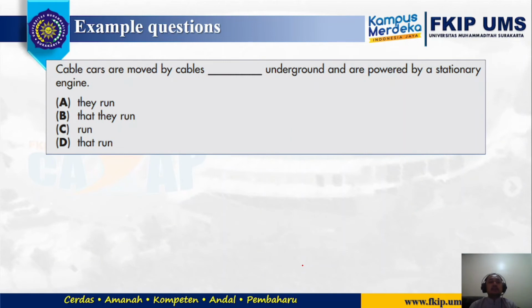Now let's take a look at the example of the question. I really like giving you examples of questions, especially in the form of the full test, since we are focusing on the standardized test of structure. So we are not only talking about theory. However, we are going to discuss it more in the form of questions or examples of multiple choice, or maybe error recognition, right? Okay, the first example, let's take a look at that. Cable cars are moved by cables running underground and are powered by a stationary engine. Can you guess what the answer for this is?